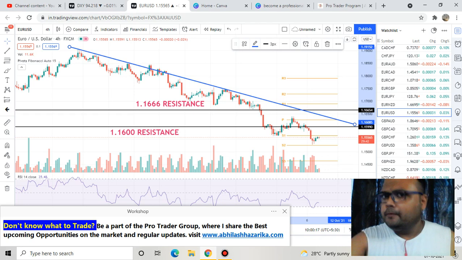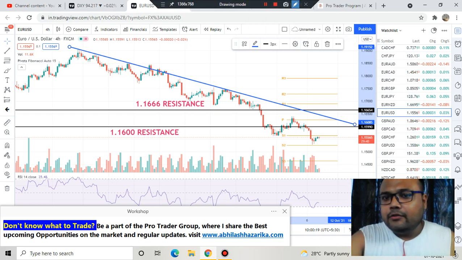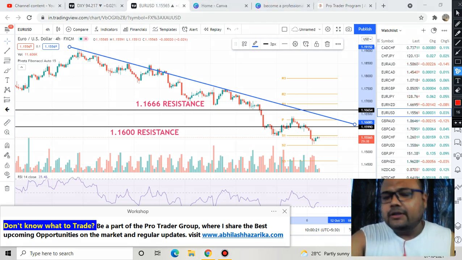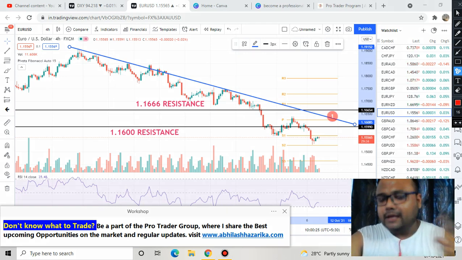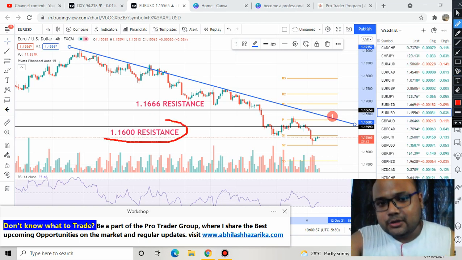So if you find the market going up and facing resistance from the trend line, obviously you can short the market. Yes, you can obviously short the market if the market reverses from the trend line. That is your first trading opportunity. But before the trend line, you can see that we also have a resistance at 1.1600.